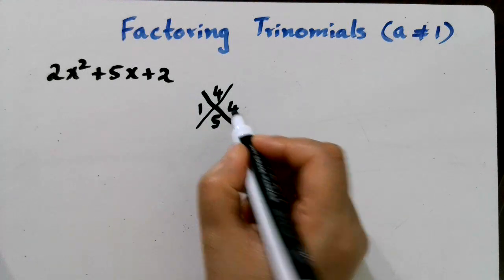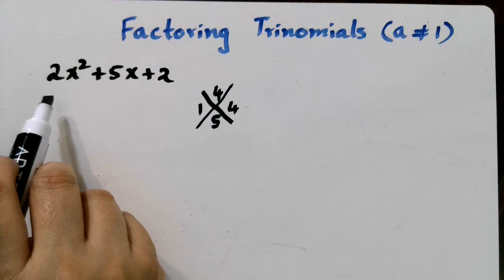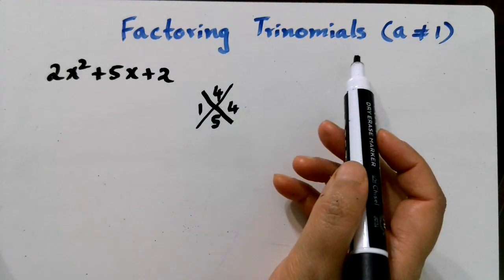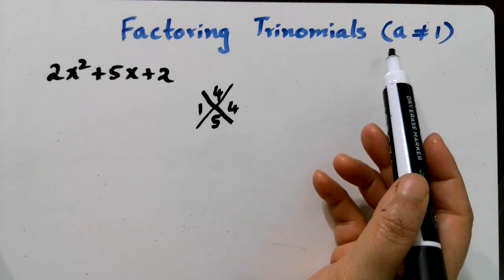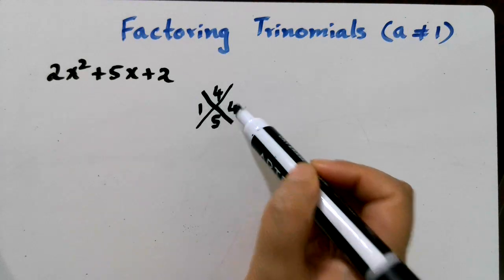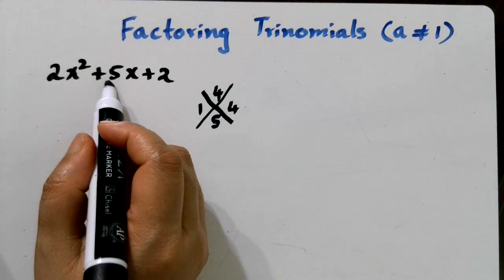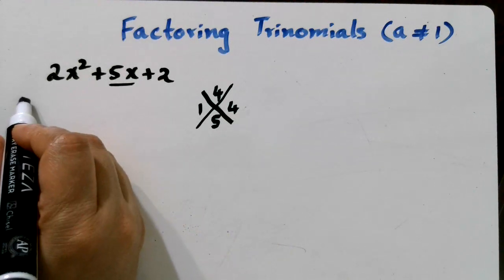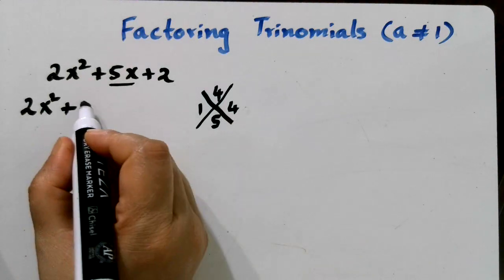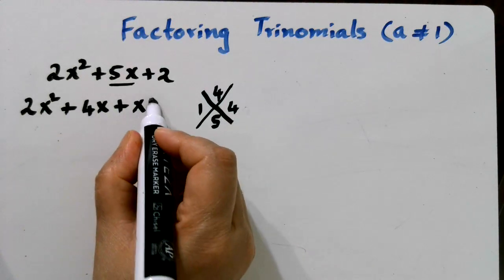1 and 4. Now you cannot write down the factors directly as x plus 1 and x plus 4 as we did in trinomials where the leading coefficient was 1. So what do we do with these numbers? We use 1 and 4 to split the middle term 5x. So you'll say this is 2x squared plus 4x plus x plus 2.